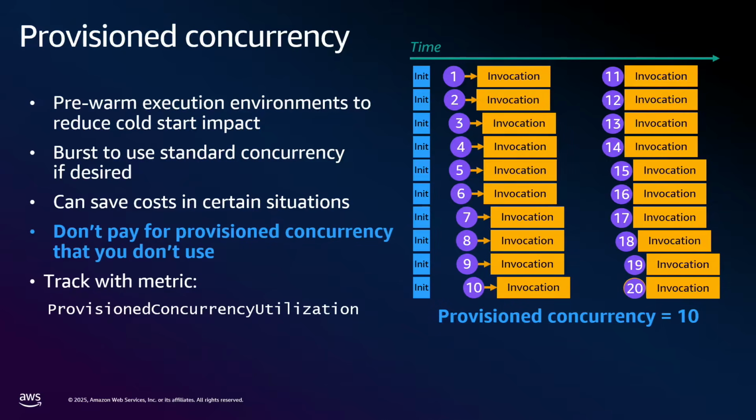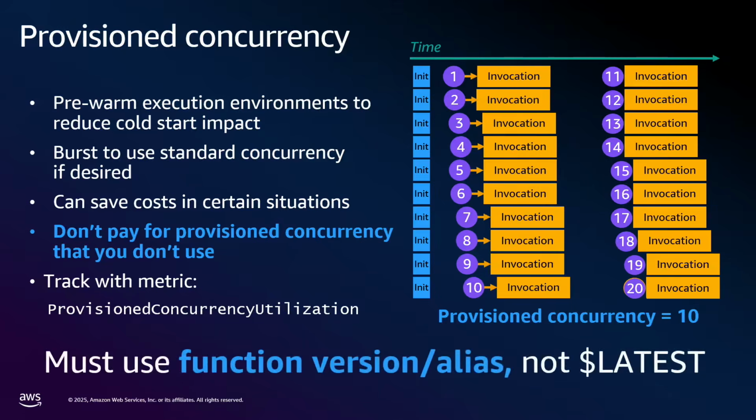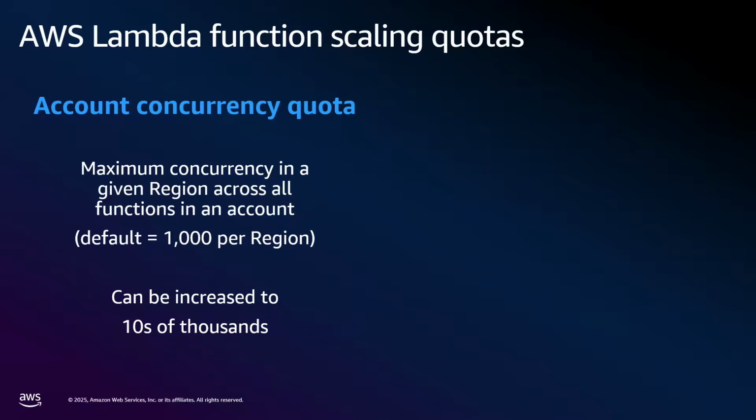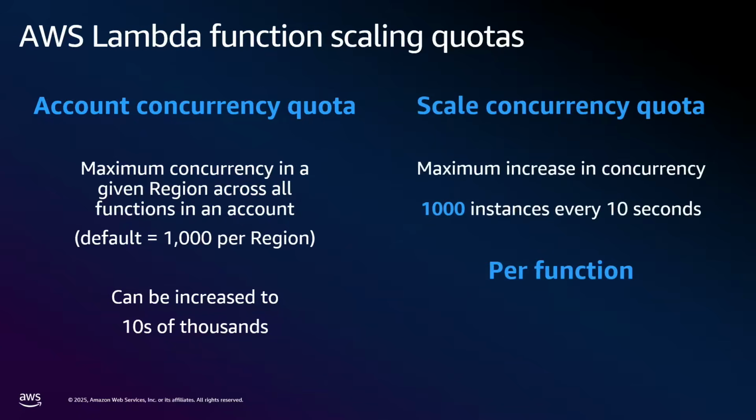And you can keep an eye on the CloudWatch metrics to avoid over-provisioning. And just like with SnapStart, you have to use a specific function version. You can't use latest for this. Two important concurrency quotas. The account concurrency quota, maximum concurrent executions across all functions within a region. It defaults to 1,000, but it can be raised. And our improved scaling model lets every function scale up to 1,000 execution environments every 10 seconds, making Lambda the fastest way to get massive compute power at AWS today.